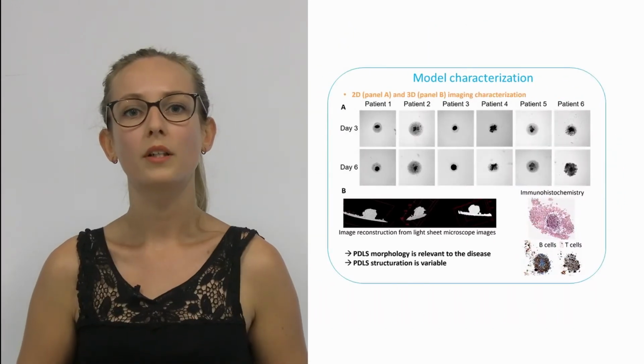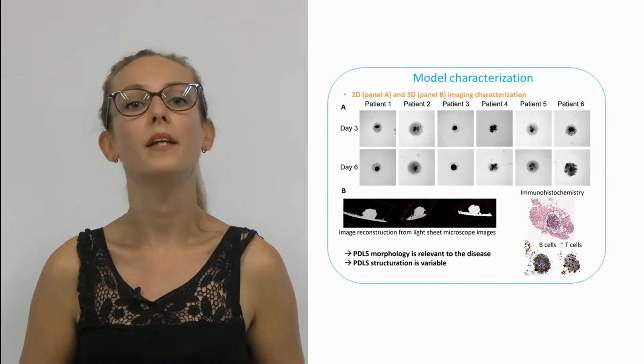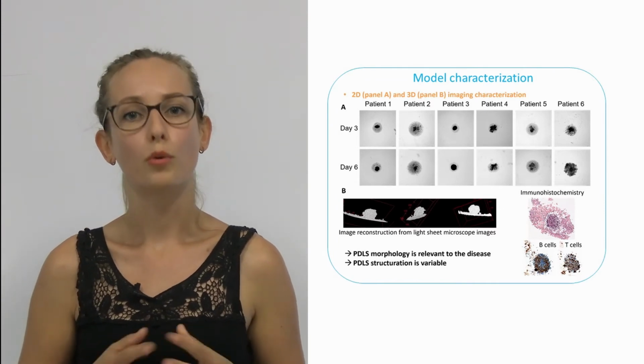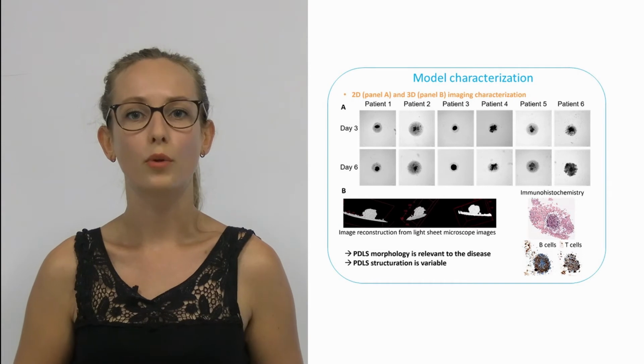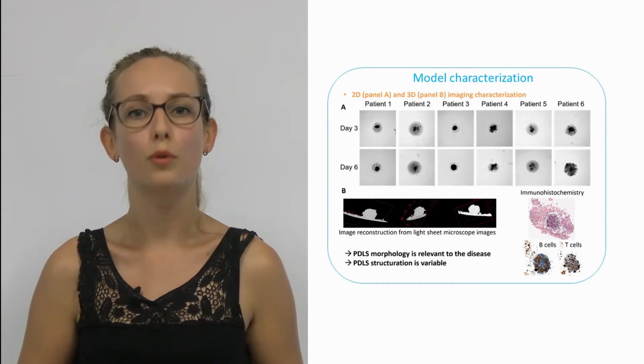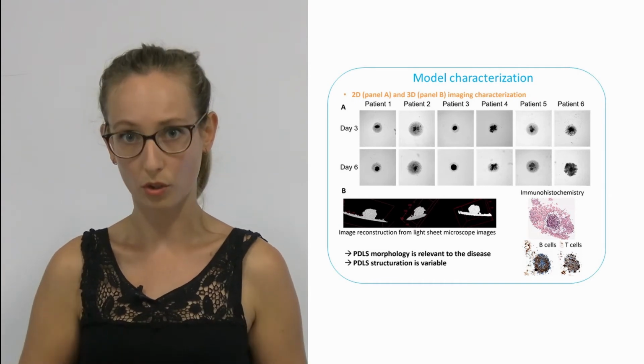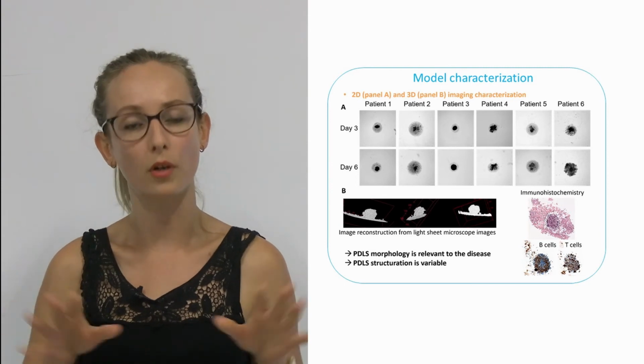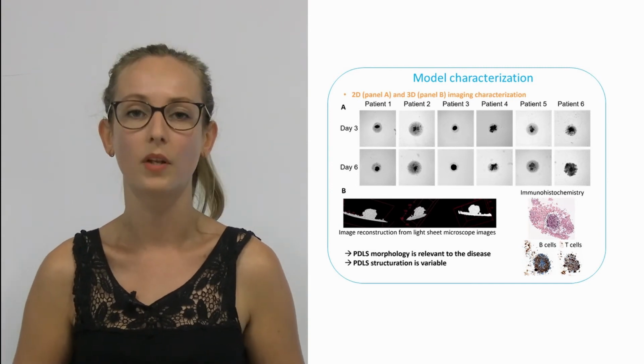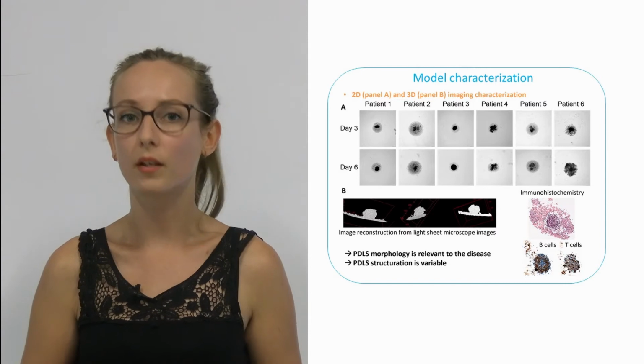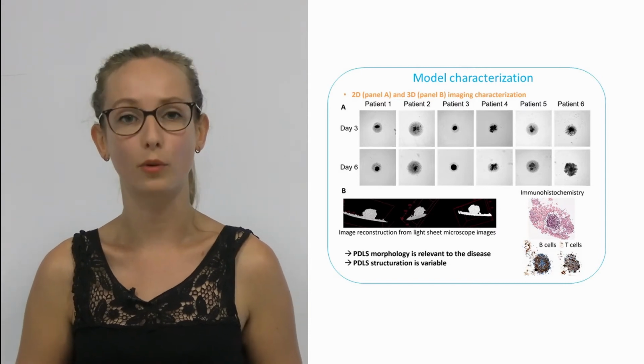First of all, we characterized the model in depth thanks to 2D and 3D imaging. On the bright field images that you can see on the panel A, we can observe an interpatient variability in the 3D structuration with a model composed of 2 parts, a monolayer and a 3D part. This observation was confirmed thanks to 3D images presented in the panel B.